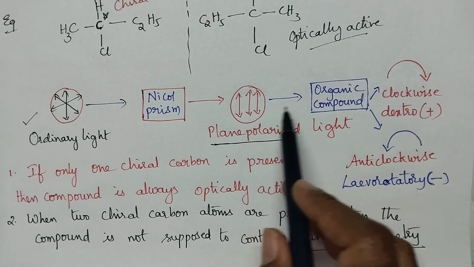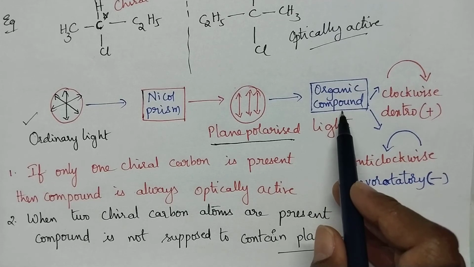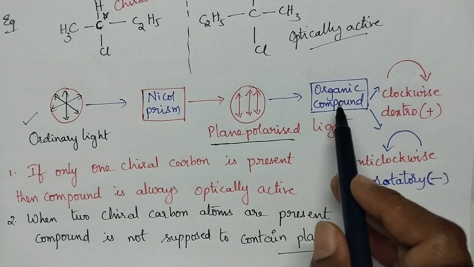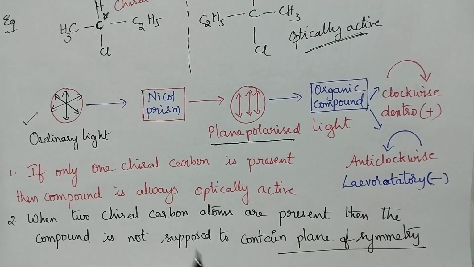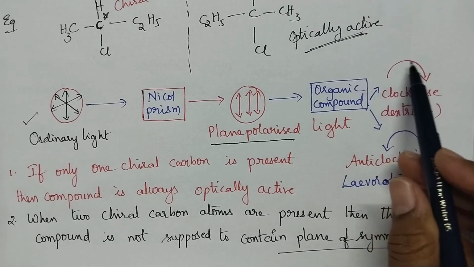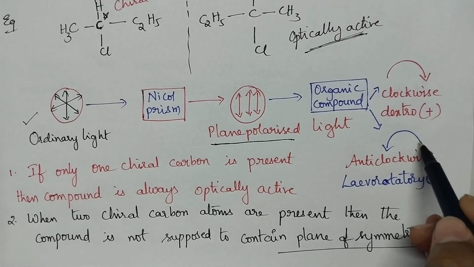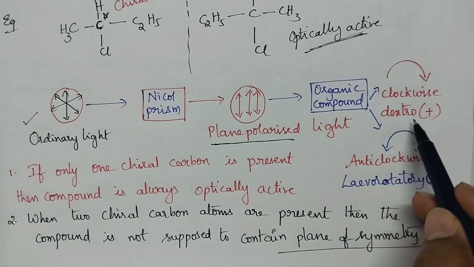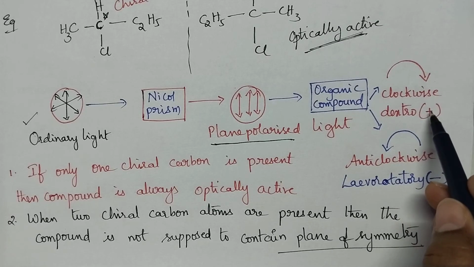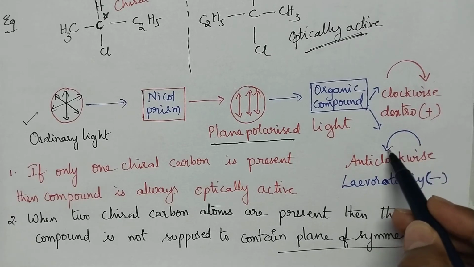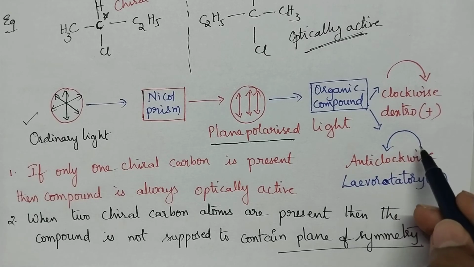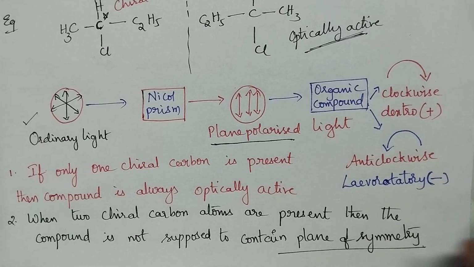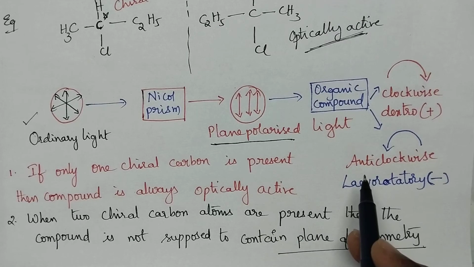Whenever this plane polarized light is passed through an organic compound, if the compound is optically active, it can rotate the plane polarized light in the clockwise or anti-clockwise direction. If it rotates clockwise, it is called a dextrorotatory compound and is given a positive sign. If it rotates the plane polarized light anti-clockwise, the isomer is called a levorotatory isomer and is given a negative sign. Is it clear about the dextro and levo rotations?